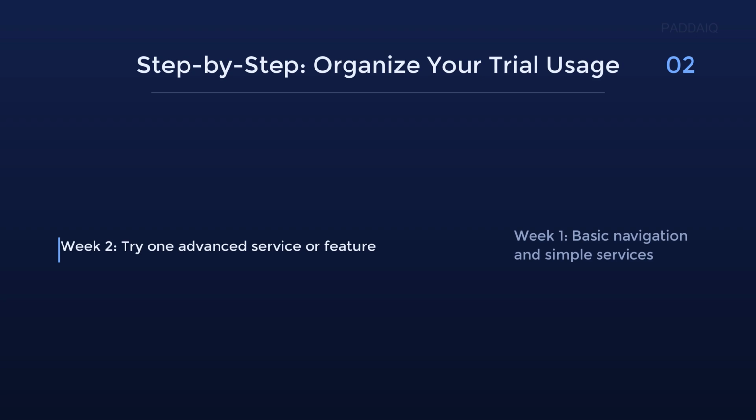Week 2. Try one advanced service or feature. This means selecting a more complex BTP capability to explore, such as workflow management or AI services. For example, you could use the SAP HANA Cloud Service to build a small database for tracking project tasks. This hands-on step solidifies your understanding and builds confidence in applying these tools practically.